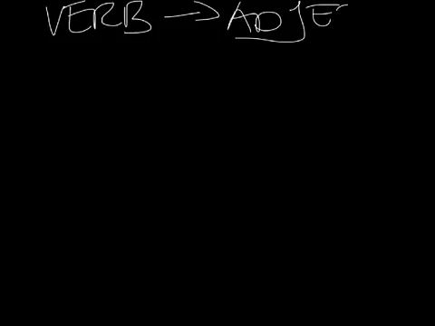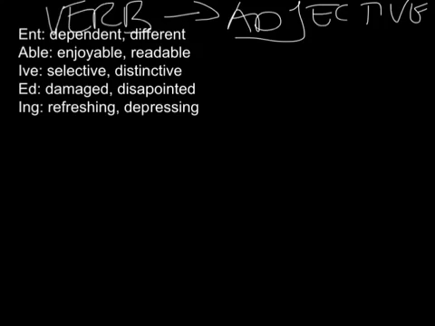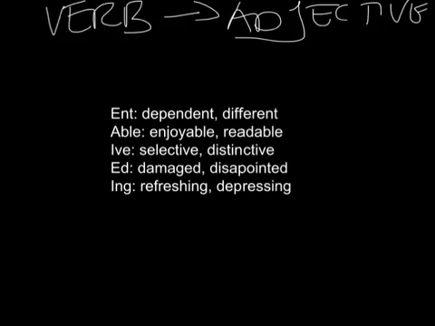Yet another way of creating adjectives is from verbs turning into an adjective with the following suffixes. To depend on something, someone becomes dependent. To enjoy something becomes enjoyable. To select something becomes selective. To damage something becomes damaged. To refresh something is refreshing. All of which are from the beginning verb turning into an adjective.